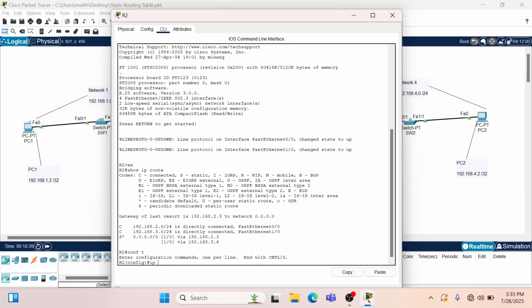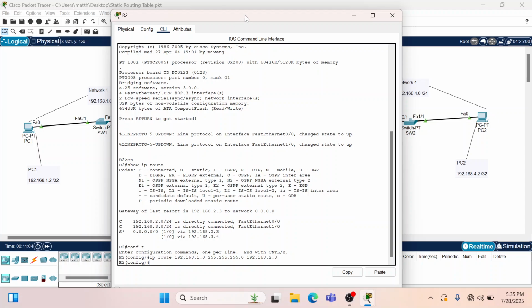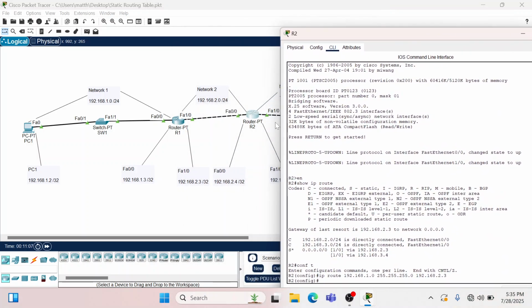So the command would be ip route 192.168.1.0, which is the destination address, 255.255.255.0. And then the next hop is going to be 192.168.2.3. To show you on here, the next hop from router 2, if I'm trying to get to network 1, is going to be 192.168.2.3 on router 1's interface FA1/0.